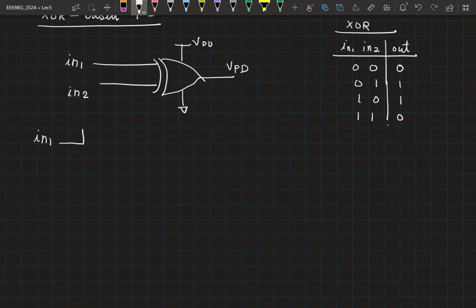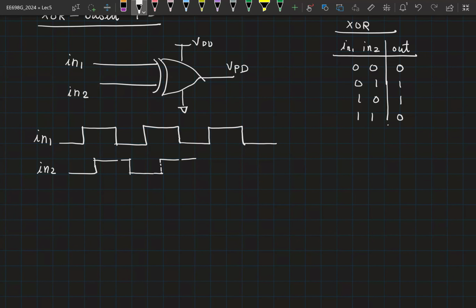I'm giving you an in1 and in2 waveform. So in2 is delayed, and this delay is by some delta t. Right? You have to plot VPD and then calculate VPD average. Why don't you try this? You can assume that the period is T0.